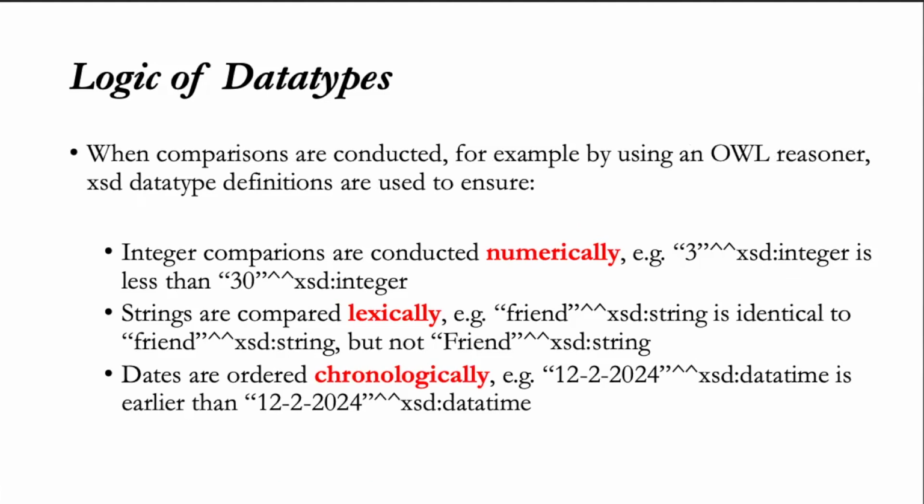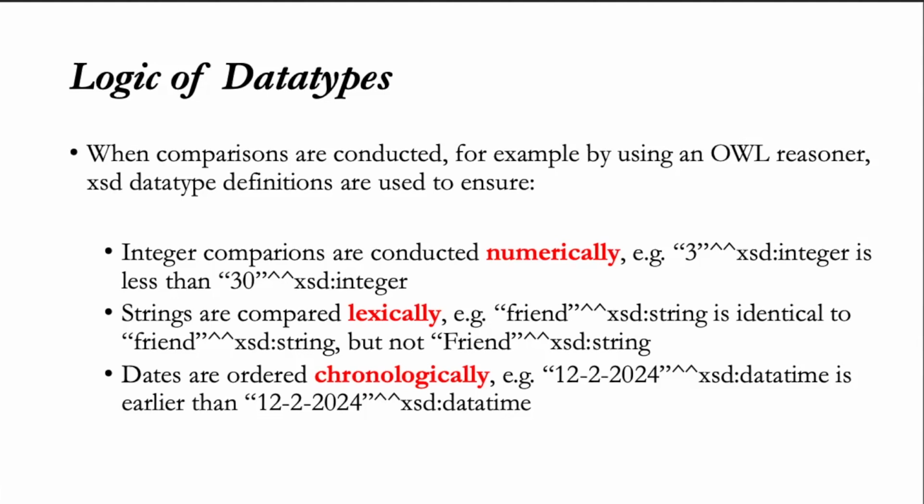So when comparisons are conducted, for example, by our reasoners, XSD data type definitions are used to ensure, for example, integer comparisons are conducted numerically. So this integer is less than this integer, 3 is less than 30. That is conducted according to integer characterizations of data type. Strings are compared lexically. Friend is identical to friend, but not friend with a capital letter. That is the minimal logic for strings. Dates are ordered chronologically. So data types, like the date timestamps, have this logic built into them and you can rely on it.